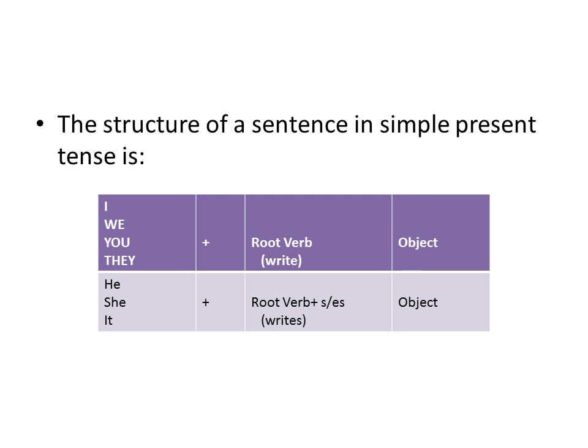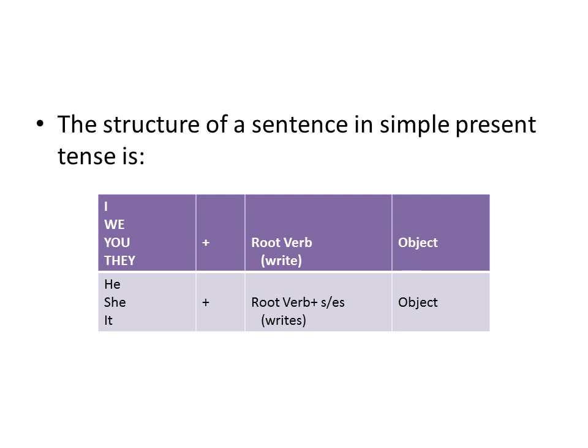If the subject is I, we, you, they, etc., we have the structure as I, we, you, they plus root form of the verb plus object. As an example, I write a letter, we write a letter, you write a letter and they write a letter. So when I, we, you, they are the subjects, verb is always the root form of the verb. Root form refers to the present form of the verb without s or es.